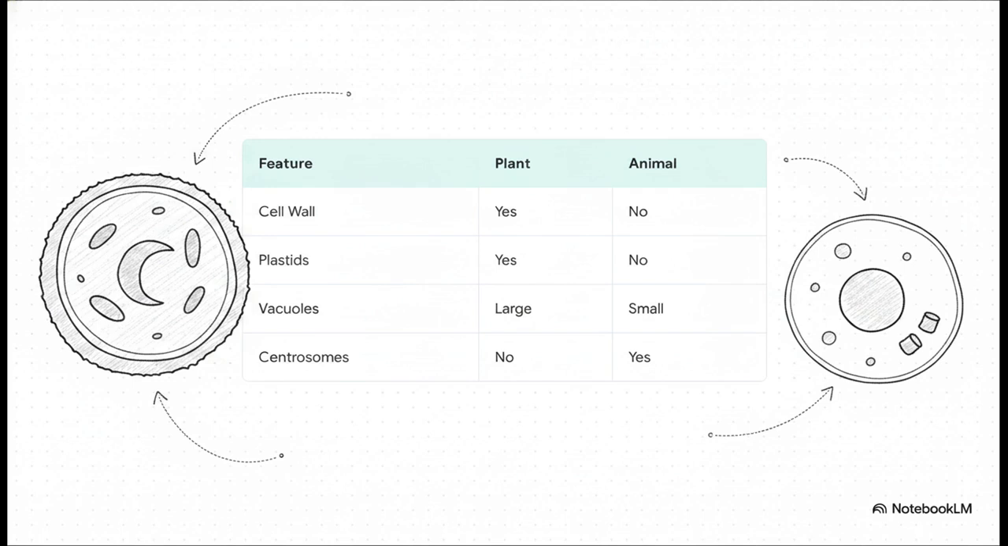Animal cells, on the other hand, completely lack a cell wall and plastids. Their vacuoles are much smaller, which keeps their nucleus firmly dead center. Oh, and animal cells uniquely contain centrosomes near the nucleus to help with cell division.